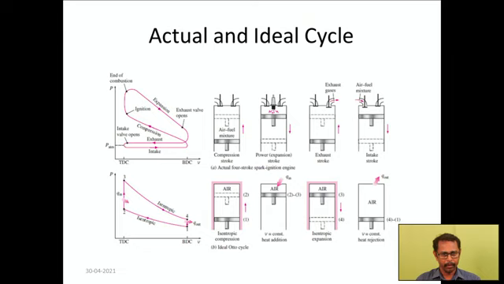Here we can see the actual and ideal cycle for the 4-stroke Otto cycle. The first image represents the PV diagram for the Otto cycle, which is the actual cycle. The second PV diagram represents the ideal cycle. Here in the Otto cycle, there are 4 strokes: the compression stroke, power stroke, followed by exhaust stroke and intake stroke.